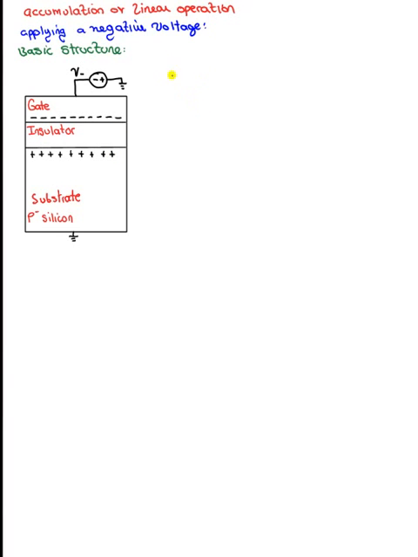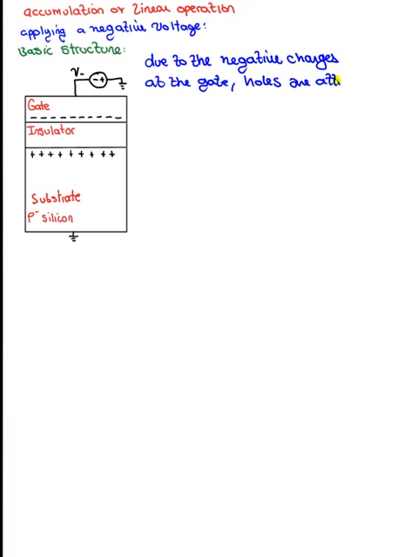And so let's write out what's happening. Due to the negative charges at the gate, holes are attracted to the top of the substrate, like we said.